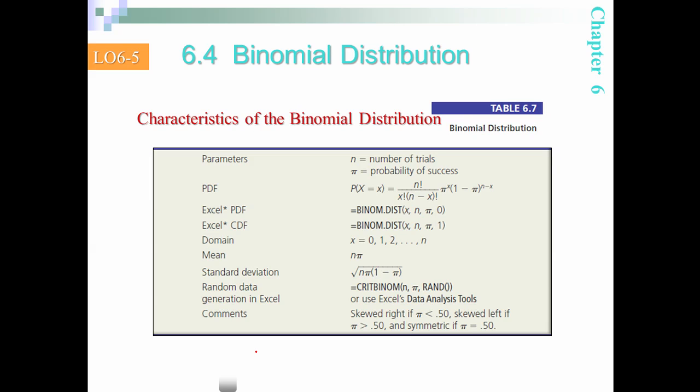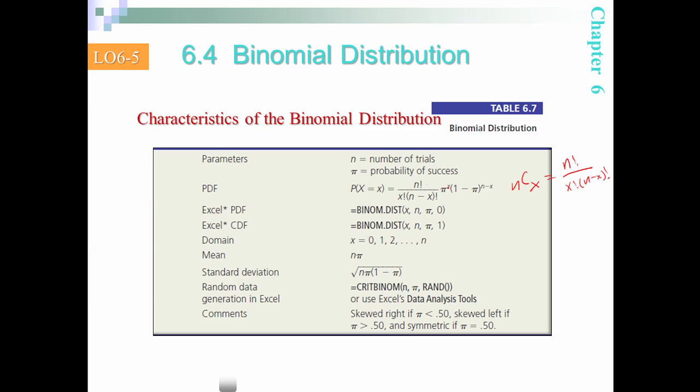So here are the characteristics. There are two parameters, n the number of trials, pi the probability of success, and the PDF is just the probability that x is equal to x. Now we're going to actually write it out as a function of x. So what we have is n factorial divided by x factorial divided by n minus x factorial. That's just, remember, n choose x. Go back to chapter 5 and look at the counting section if that doesn't ring a bell to you. We did talk about that last week.